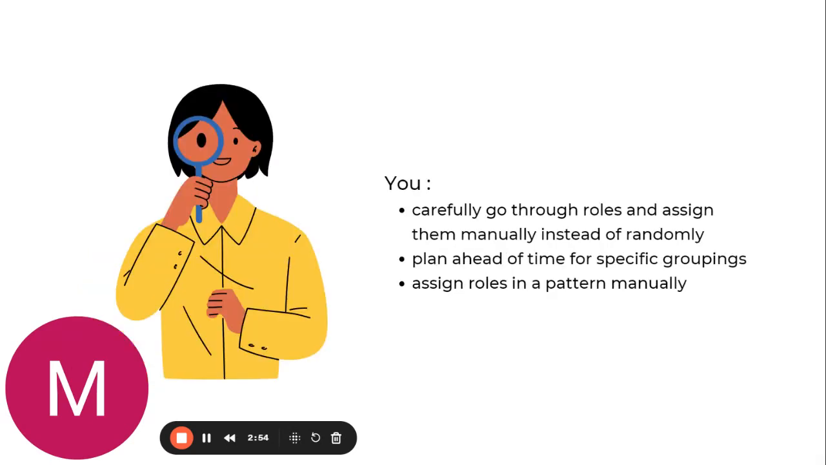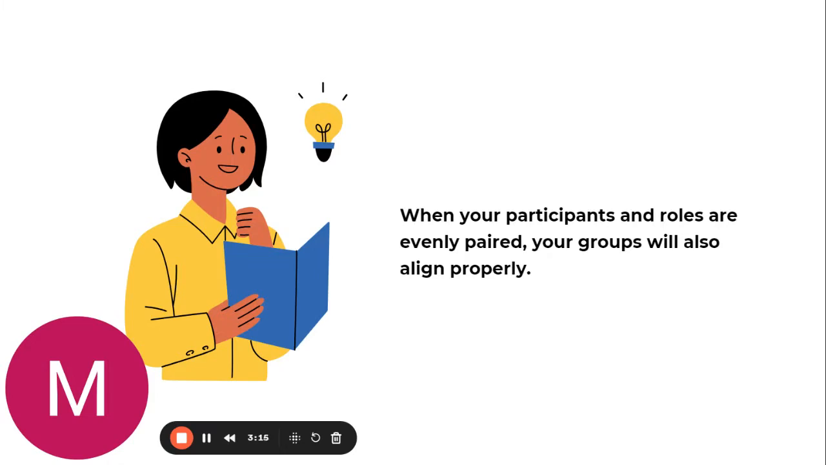Whenever you create a simulation from a template, carefully go through and assign roles instead of randomly assigning them to ensure that your groups are evenly spaced out. One way to do this would be to plan ahead of time for specific groupings and assign roles manually in a pattern. When your participants and roles are evenly paired, your groups will also align properly.